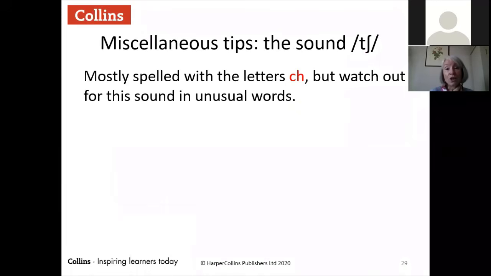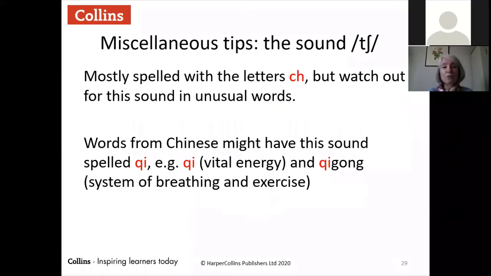The sound ch, mostly spelled with the letters CH, the grapheme CH, as in the word cheese or check or champion. So mostly spelled CH, but if the word is from Chinese, it might be spelled with QI. So, for example, qi, vital energy, and qigong, which is a system of synchronizing breathing and exercise. So it's worth asking, if it's an unfamiliar word with the sound ch at the beginning, ask where it comes from, just in case.